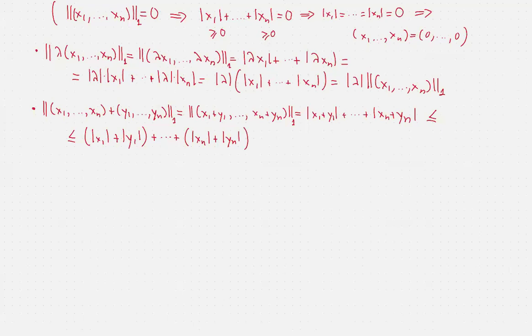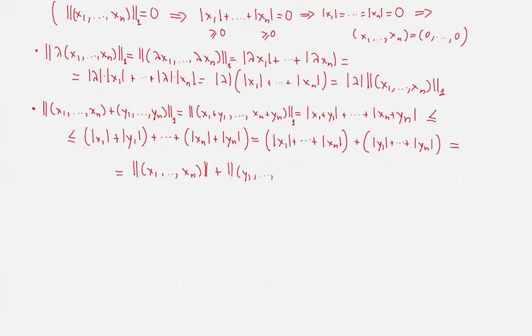So now you just redistribute the sums and you get all the x's together, all the y's together, and this will give you the norm of x1 up to xn plus the norm of y1 up to yn. Again, it's the one norm. And that means that we have in our hands a normed linear space. So we're good with these properties.